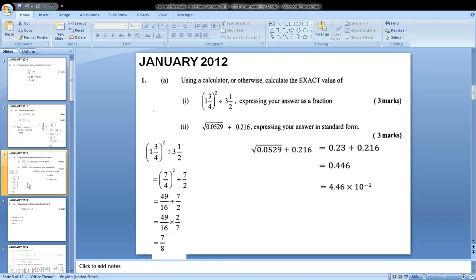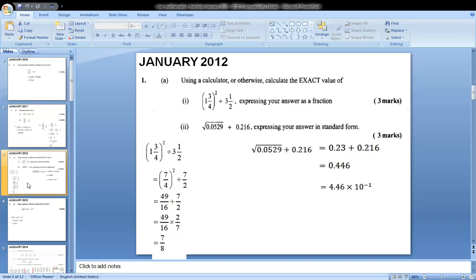It says (1 3/4) squared divided by 3 1/2, and it says express your answer as a fraction. The second part says the square root of 0.0529 added to 0.216, and you are to express your answer in standard form. Now, let's work out the first part.